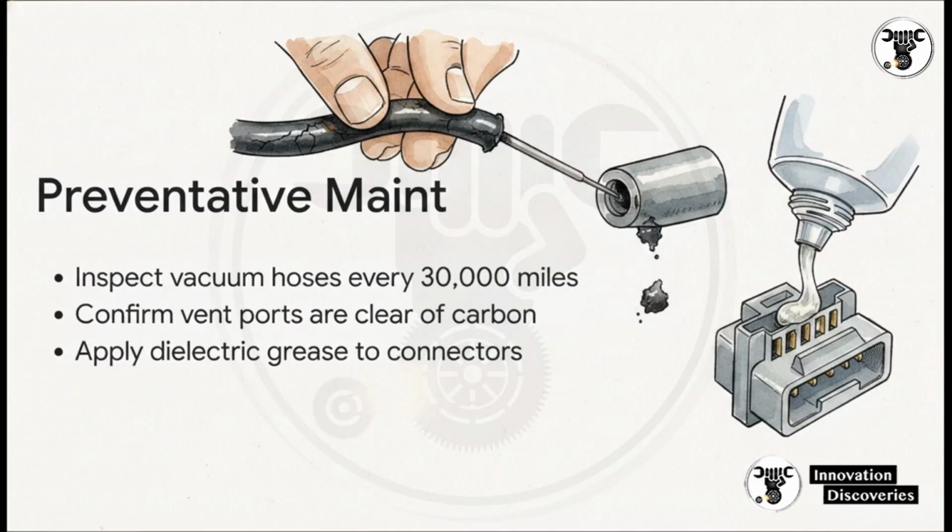During routine tune-ups, inspect the integrity of those rubber vacuum hoses every 30,000 miles. They get super brittle from underhood heat. Take a second to confirm that those tiny atmospheric vent ports are completely clear of carbon blockages. And finally, always apply a small dab of dielectric grease to the electrical connectors during reassembly. It's a quick step, but it's absolutely critical to prevent moisture corrosion from messing with that sensitive PWM signal.